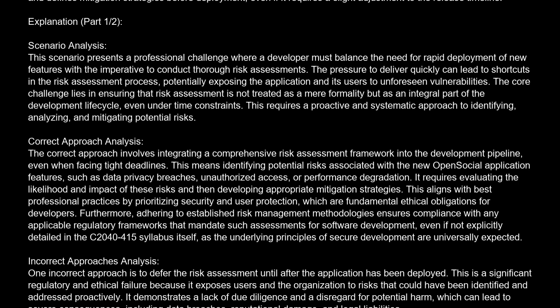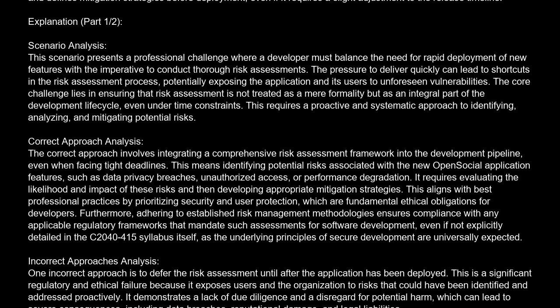This aligns with best professional practices by prioritizing security and user protection, which are fundamental ethical obligations for developers. Furthermore, adhering to established risk management methodologies ensures compliance with any applicable regulatory frameworks that mandate such assessments for software development, even if not explicitly detailed in the C2040-415 syllabus itself, as the underlying principles of secure development are universally expected.